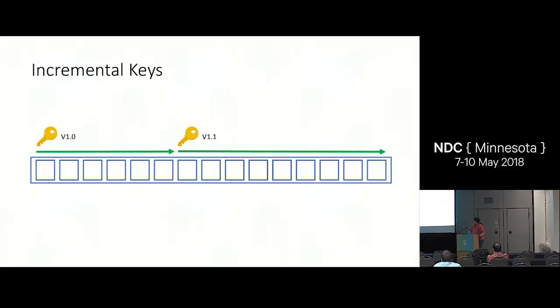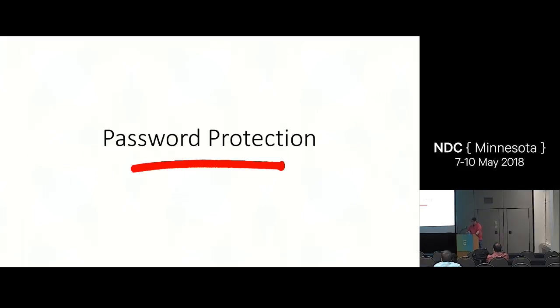So that's an example where you can use incremental keys. Now, password protection: this is where you can do some other little tricks using the key vault when it comes to storing passwords in your system.